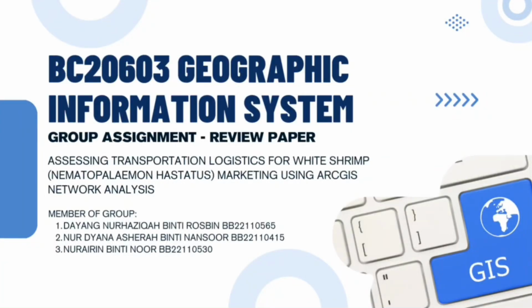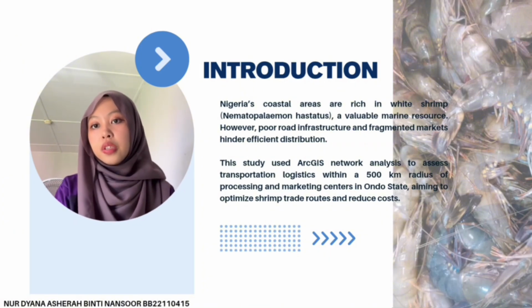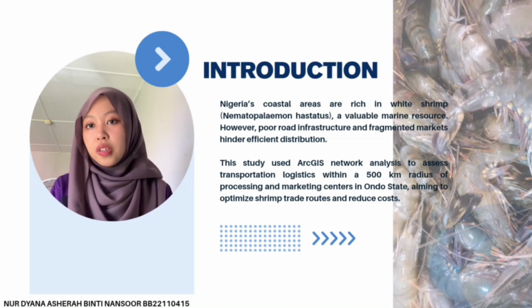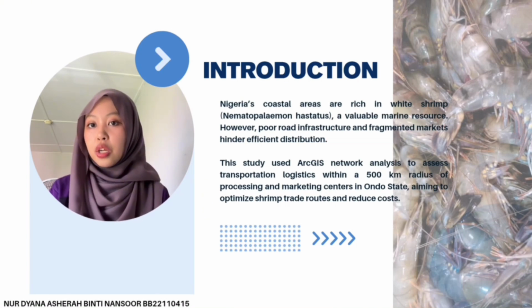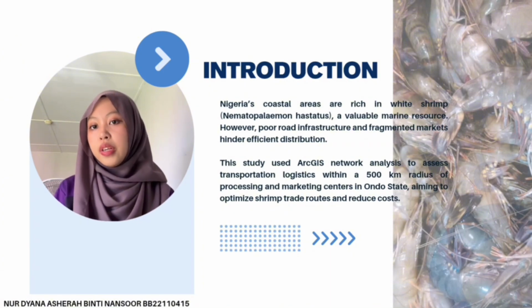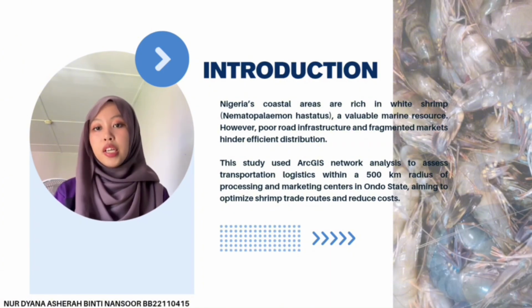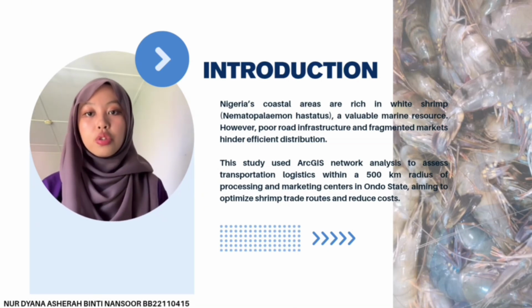Assalamualaikum and hello, this is our video book assignment, Assessing Transportation Logistics for White Shrimps, Nematopolymer Status, Marketing using ArcGIS Network Analysis. Nigeria coastal area are rich in white shrimp, a valuable marine resource. However, poor road infrastructure and fragmented markets hinder efficient distribution. This study used ArcGIS network analysis to assess transportation logistics within a 500-kilometer radius of processing and marketing centers in Ondo State, aiming to optimize shrimp trade routes and reduce costs.